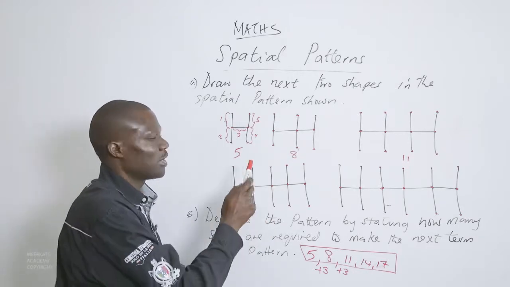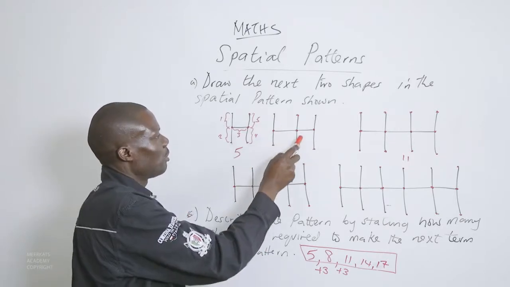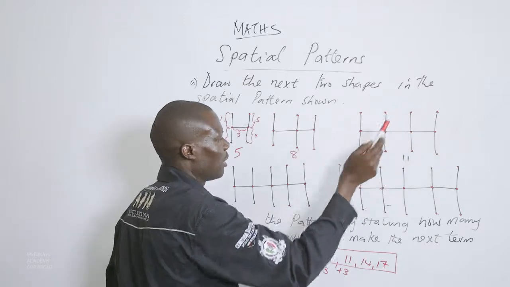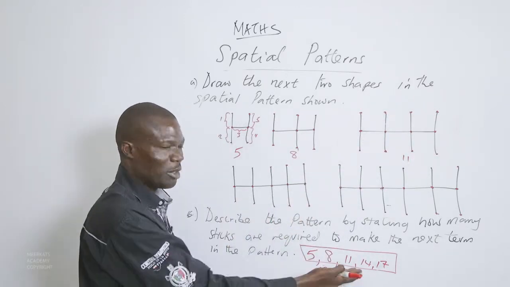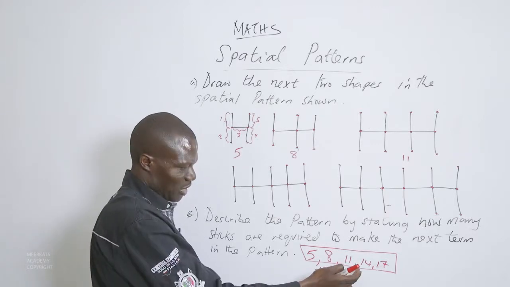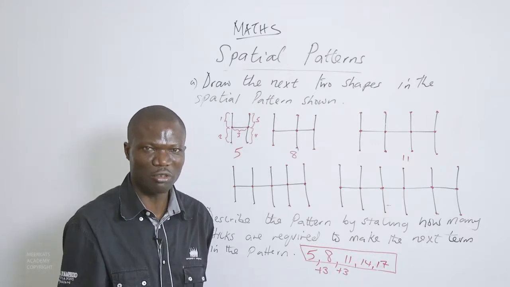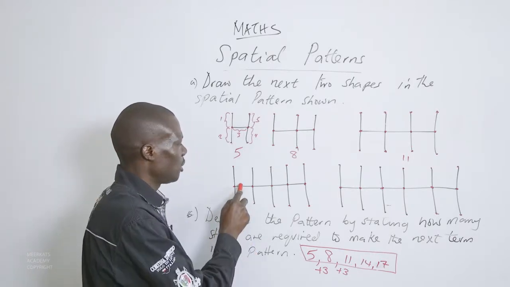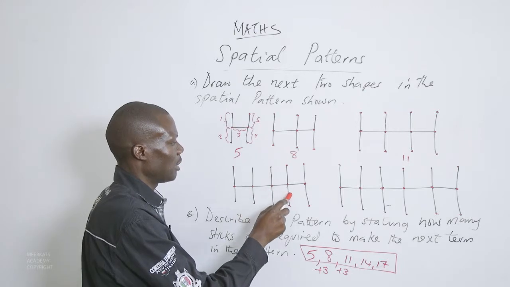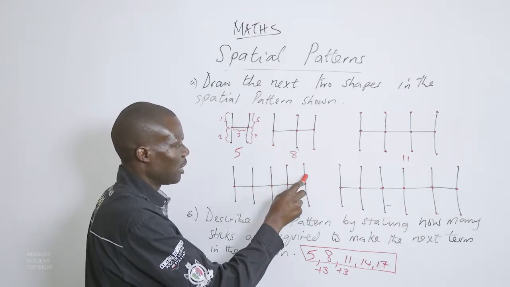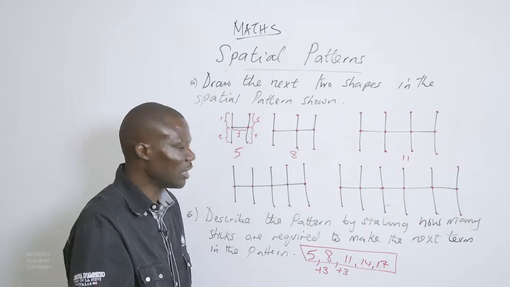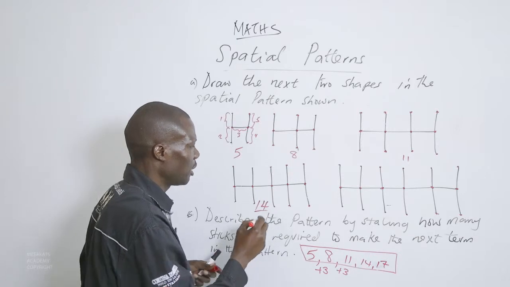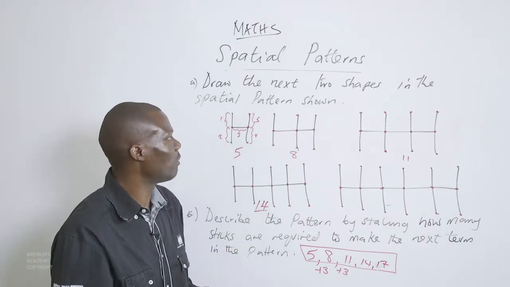So we counted the sticks. Remember how we are counting? 1, 2, 3, 4, 5, 6, 7, 8. Put 8. 1, 2, 3, 4, 5, 6, 7, 8, 9, 10, 11. Put 11. This is the next shape from the number pattern that we have. We see that we are supposed to have 14, yet to be confirmed. That is from the number pattern. How about from the spatial pattern? 1, 2, 3, 4, 5, 6, 7, 8, 9, 10, 11, 12, 13, 14. We have 14 there. That's very correct. We have 14 sticks making up the fourth shape.